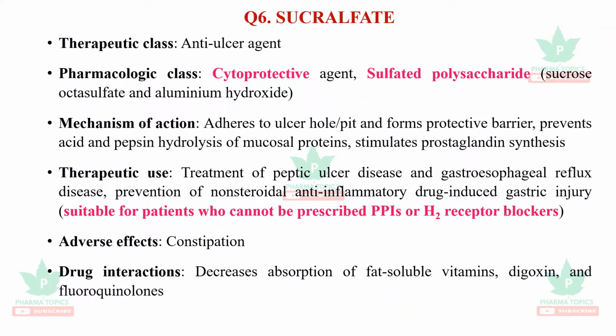Sucralfate is used in treatment of peptic ulcer disease, gastroesophageal reflux disease, and prevention of non-steroidal anti-inflammatory drug-induced, that is NSAID-induced, gastric injury. It is suitable for patients who cannot be given proton pump inhibitors or H2 blockers. The adverse effects of sucralfate include constipation. The drug interactions: it decreases the absorption of fat-soluble vitamins, digoxin, and fluoroquinolones.